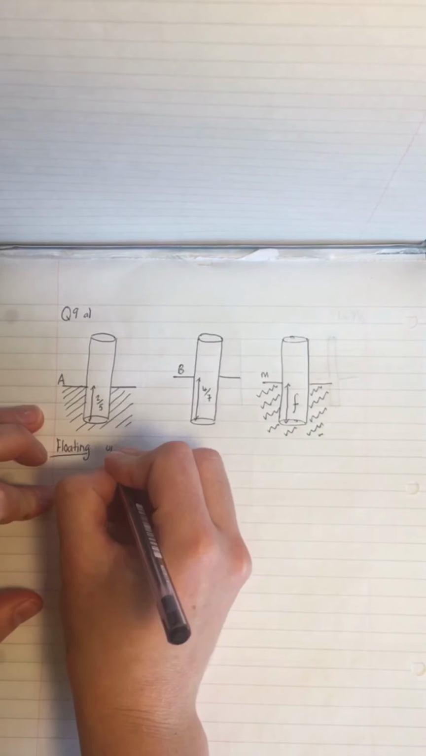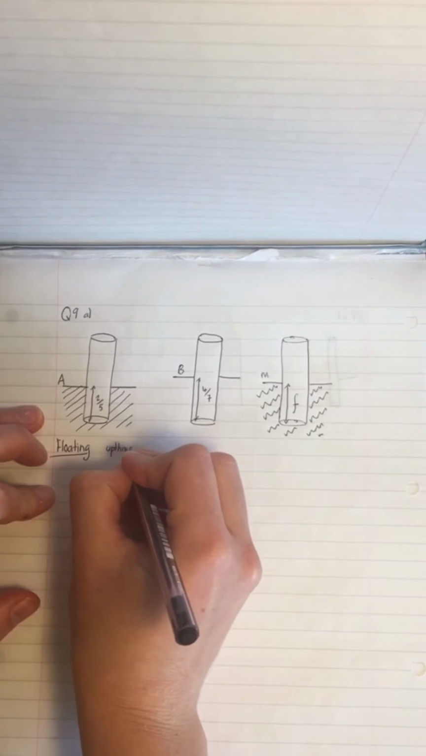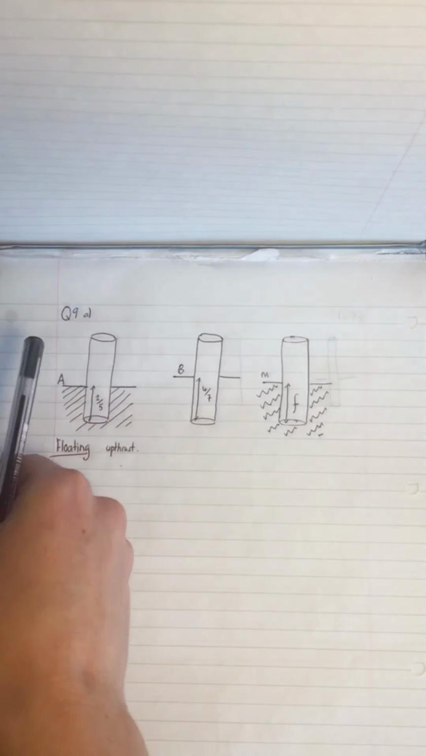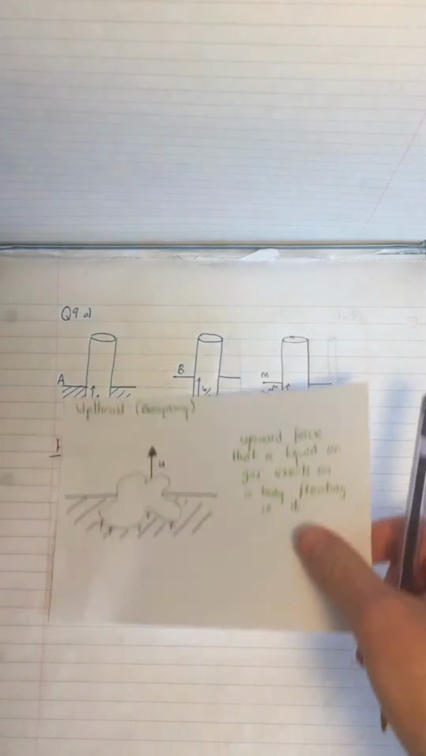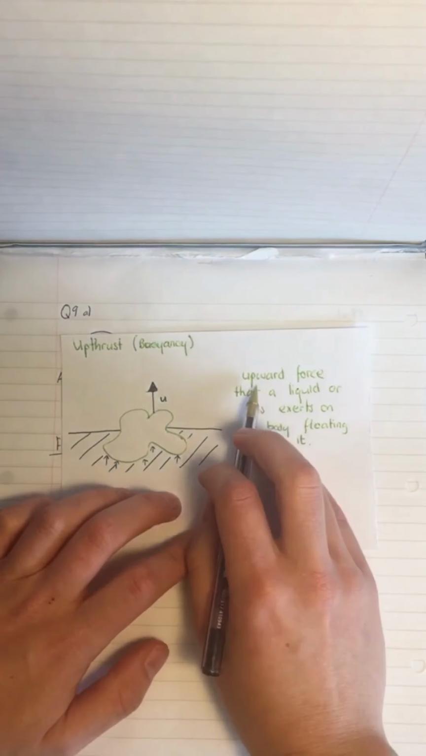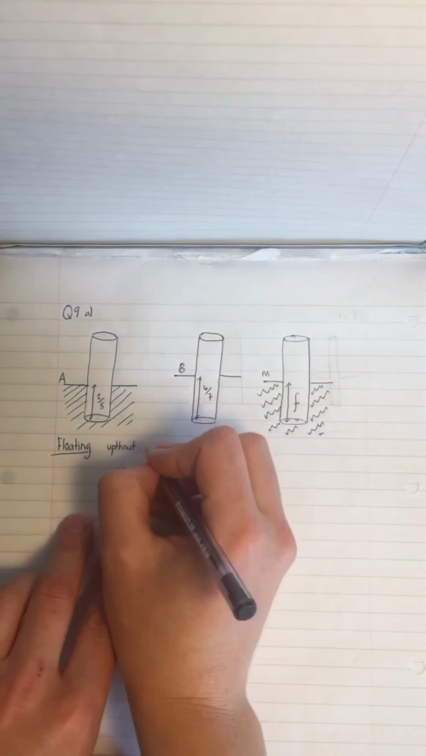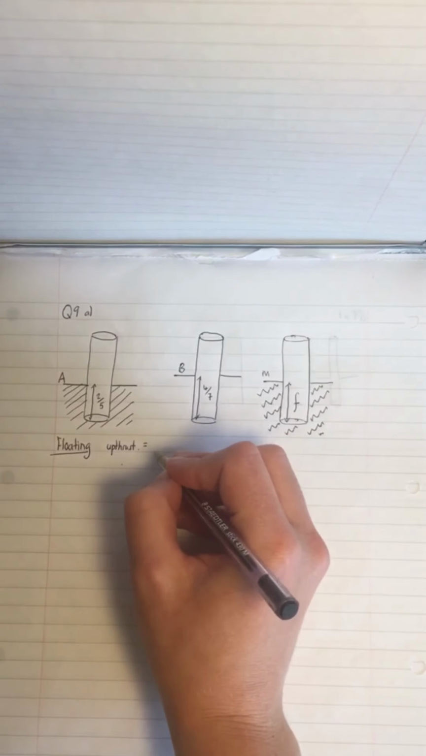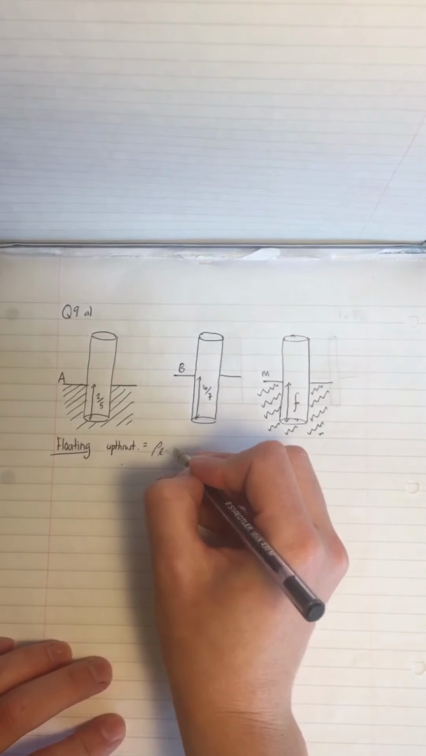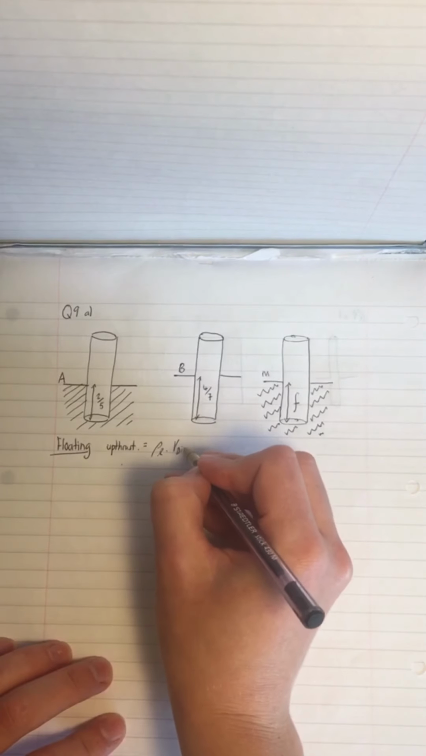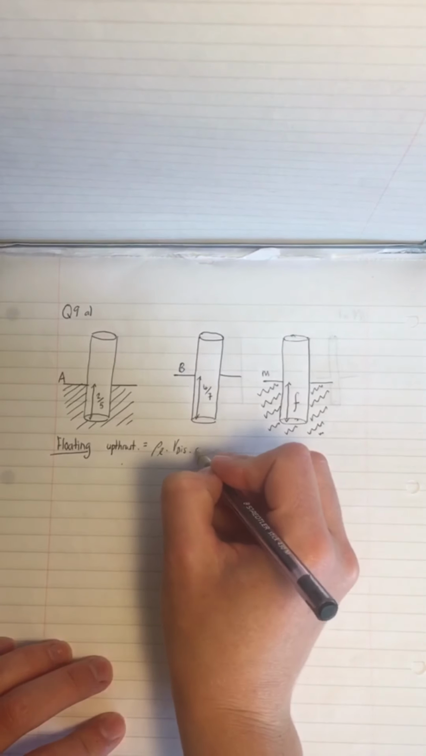So my very first one is going to be upthrust. For anyone that doesn't know, upthrust, some people call it buoyancy as well, is the upward force that a liquid or gas exerts on a body floating in it. So you can see that there. That's our upthrust. Our upthrust is equal to the density of the liquid multiplied by the volume displaced by the object multiplied by gravity.